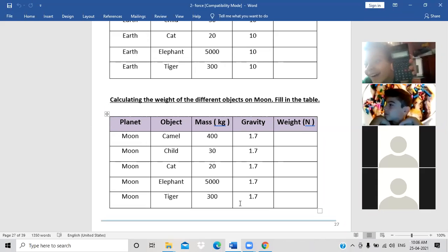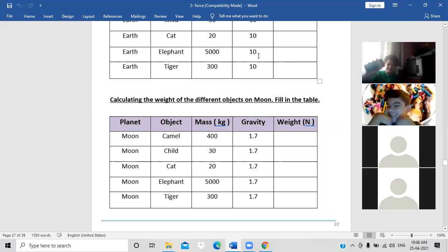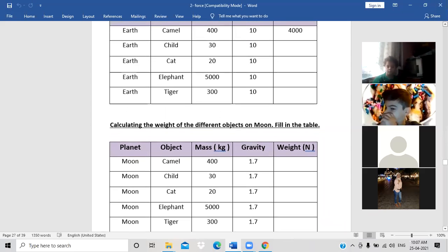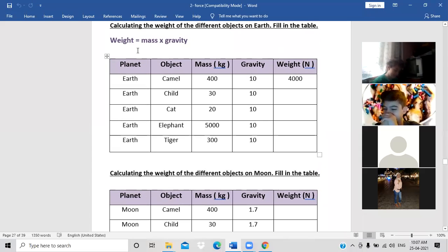Do you understand? Who doesn't understand? Dana, you're just going to apply this law to the information that you have. You're going to calculate the weight of all of those objects on Earth and on the moon. Do you understand, dear?